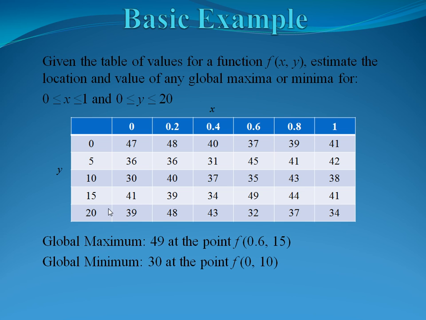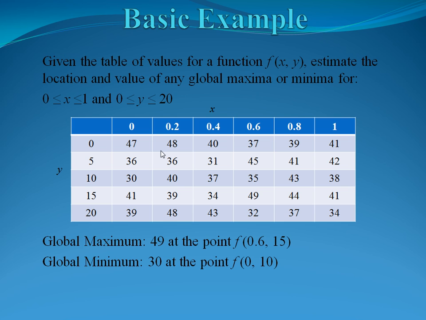Let's start with a table. Tables are the easiest to find values for. So given the table of values for a function f of x, y, estimate the location and value of any global max or min for x from 0 to 1 and y from 0 to 20. Now, because the table gives us the actual function values in the middle, we are literally going to look for the largest value and the smallest value to obtain our global max and our global min.